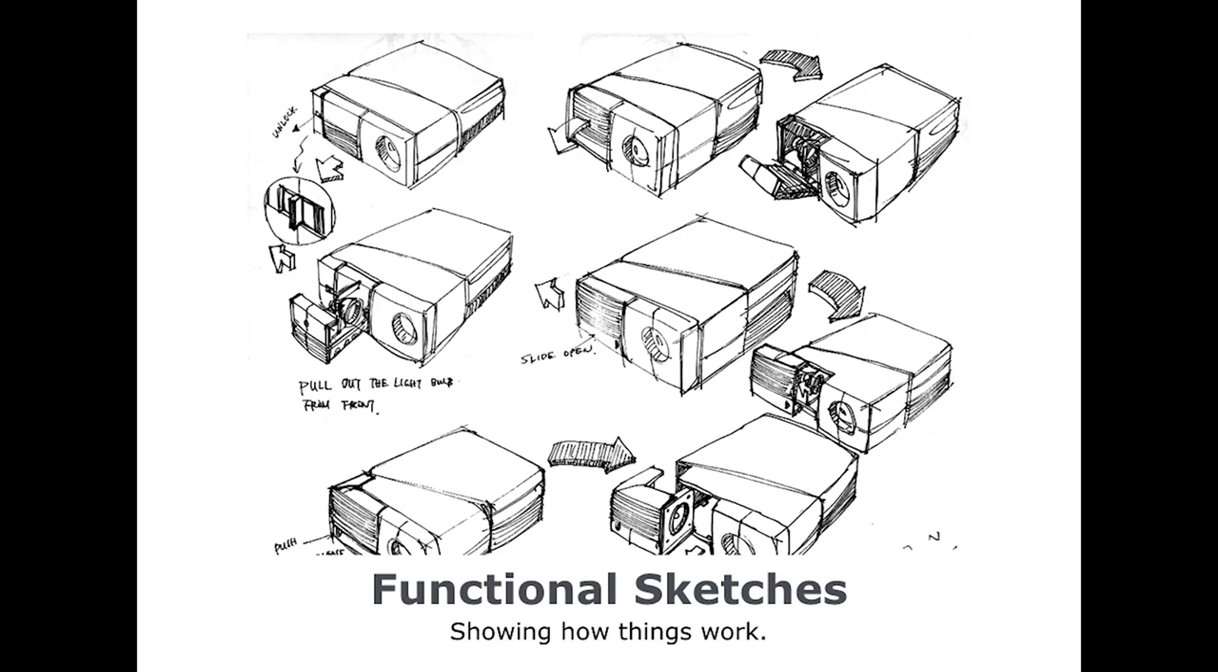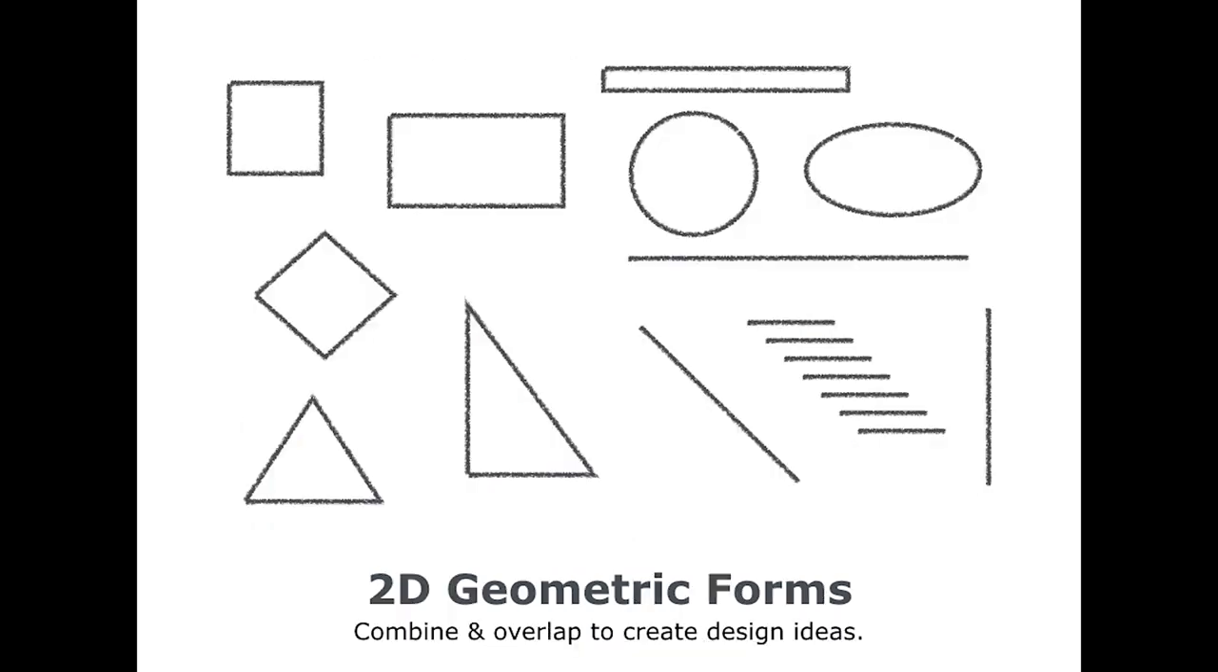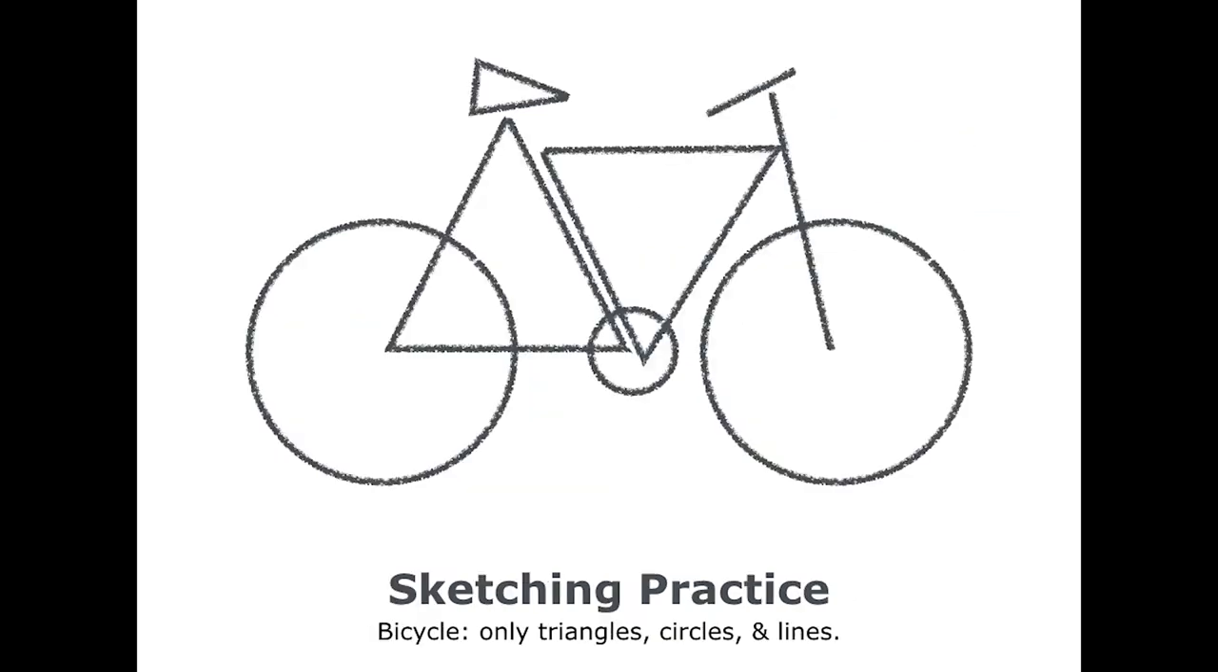Often, prior to physical mock-ups or CAD modeling, sketching can be used to preliminarily resolve a number of mechanical and functional issues for a product. Dan Rome says one can draw anything with these 5 basic shapes. Using simple geometric forms for basic sketches can go a long way to success. Here is a bicycle sketch using a few of those simple shapes.